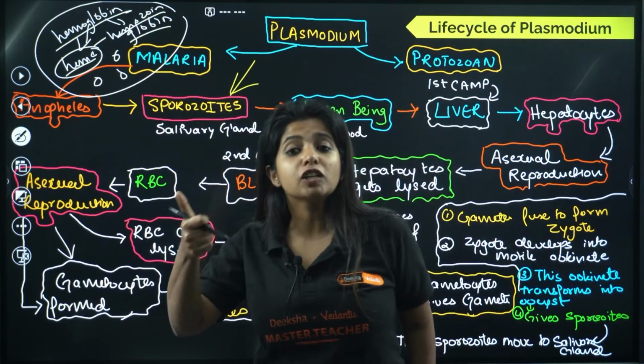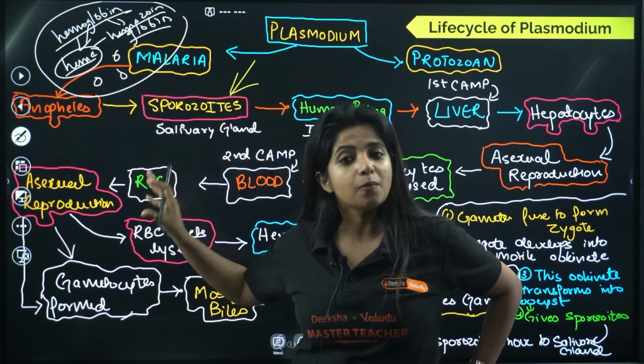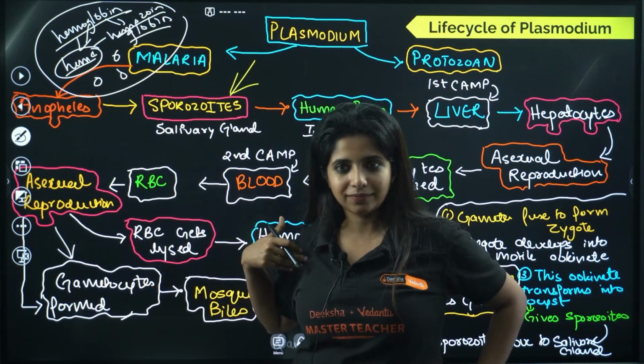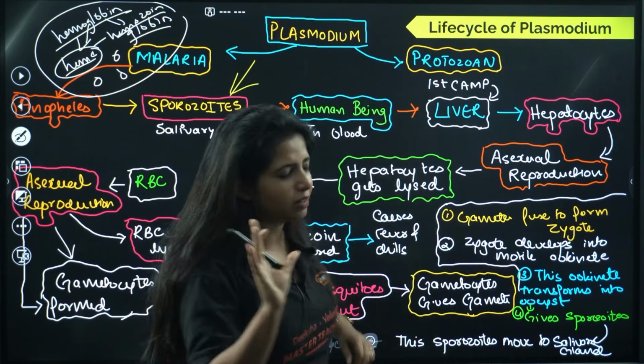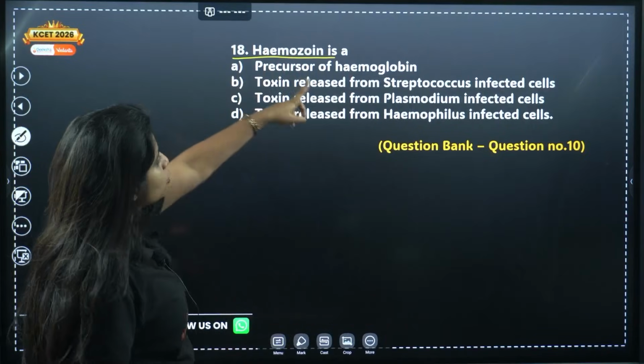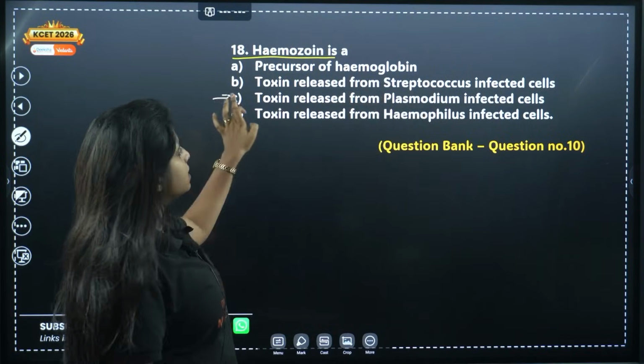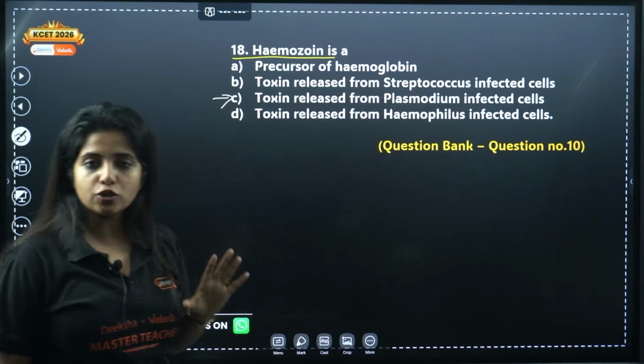Where are gametocytes produced in the case of Plasmodium? Gametocytes are produced in our RBC. Okay, always remember these three questions. Super important. So hemozoin is what? A toxin released from Plasmodium-infected cells. C is your answer for this particular question.